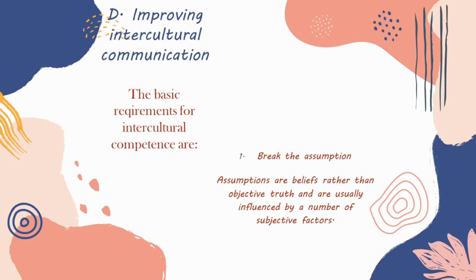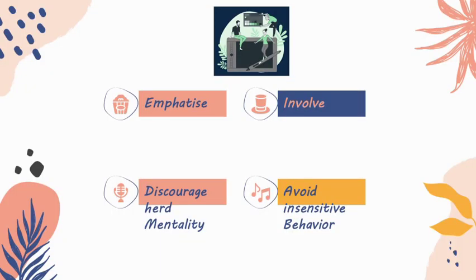Now, about D. Improving intercultural communication. The basic requirements for intercultural competence are 1. Break the assumption. Assumptions are beliefs rather than objective truth and are usually influenced by a number of subjective factors. 2. Empathize. In order to come to appreciate and understand people from different cultures, empathy is vital. Through putting yourself in someone else's shoes, you come to see or appreciate their point of view.